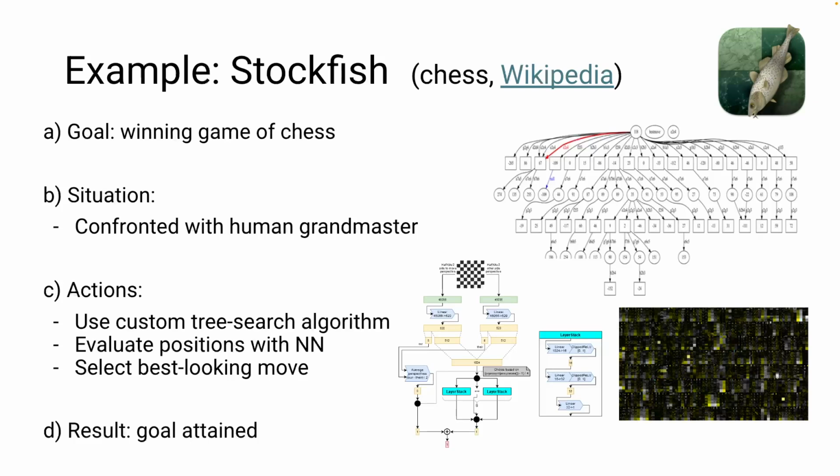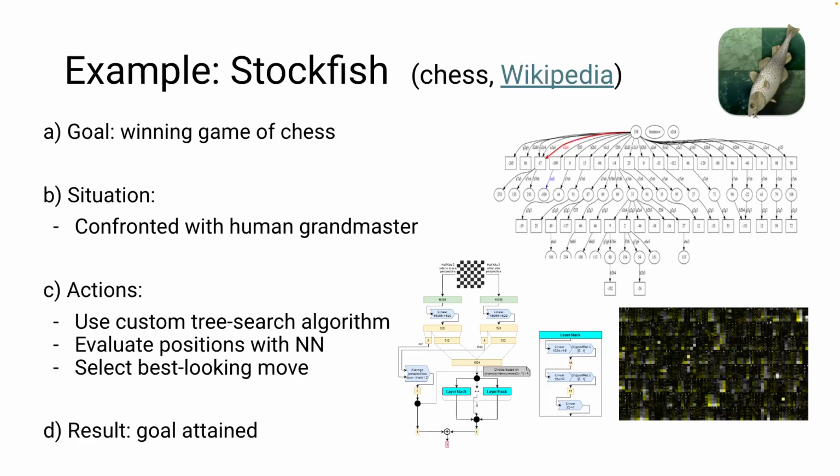So here's an example of a machine learning system which is pretty powerful, but from before language models. This is the Stockfish chess engine. It's a really popular chess engine, and it's really powerful. Its goal is well modeled as winning a game of chess. Let's say it's playing against a human grandmaster. So what does it do?